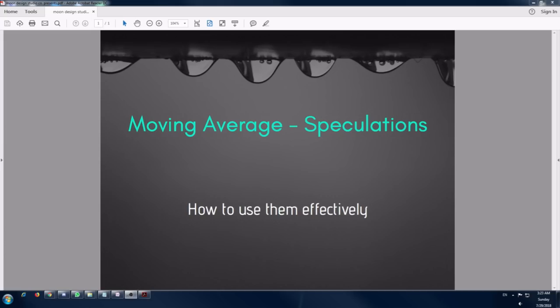Now coming to the rules. First, let's understand why moving averages. It's because moving averages are clean with less vibrations. Now remember, I am talking about just one moving average at a time. I'm not talking about moving average crossovers where you need to use more than one moving average at a given point of time. Second, moving averages tell you which side of the market you should be trading on.